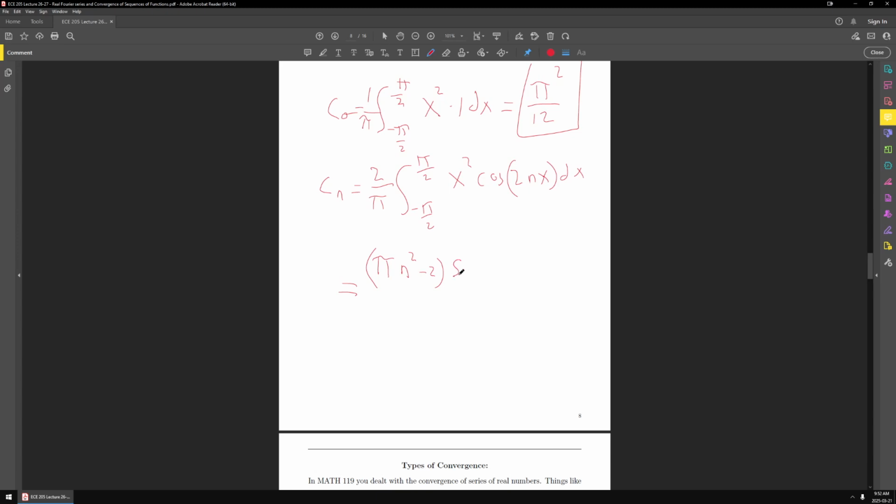sine n pi plus 2 pi n cos of n pi, all over 2 pi n cubed. Now I stopped at this step to show you how the things simplify with the cosine and the sine.